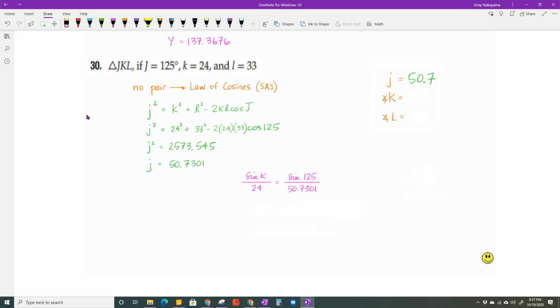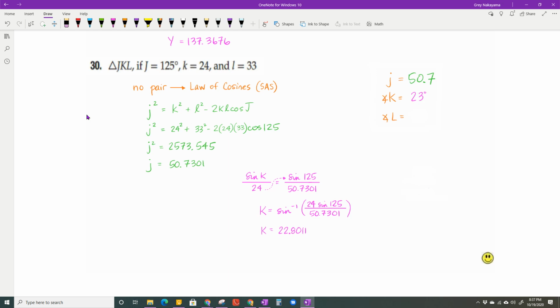You technically shouldn't round the things. My answer's rounded that way, but I shouldn't round it when I use it in other parts of the problem. But I'm solving for k, which means I just have to get rid of this bottom number that I'm multiplying, so I move it up top. And I'm looking for the angle, so I'm going to have k equal to the inverse sine. On top is 24 sine of 125. On bottom is 50.703. So k equals 22.8011, and I'm rounding that to the nearest degree. So k is 23 degrees.